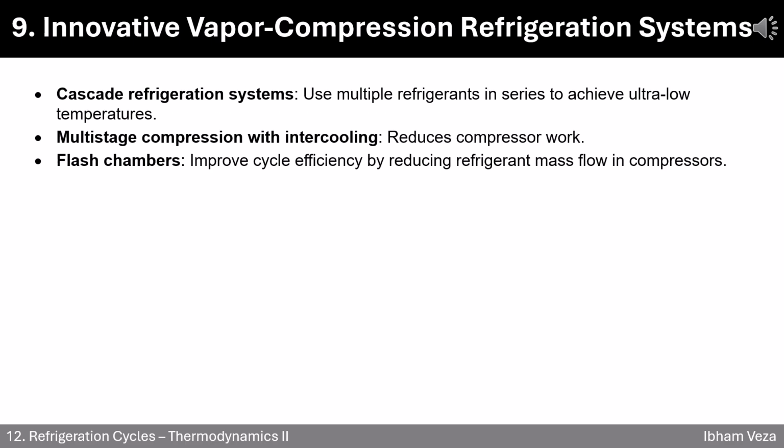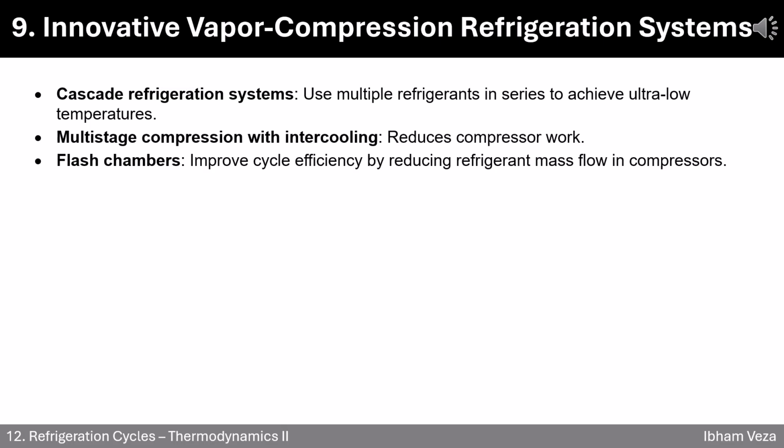9. Boost efficiency with smarter refrigeration designs. Basic vapor compression cycles are good, but advanced systems can make them great. Cascade refrigeration systems use multiple refrigerants in steps, like a relay race, to achieve much lower temperatures, perfect for things like ultra-cold storage. Multi-stage compression with intercooling breaks the compression into smaller steps, cooling the refrigerant in between. This cuts down on compressor work and energy use.